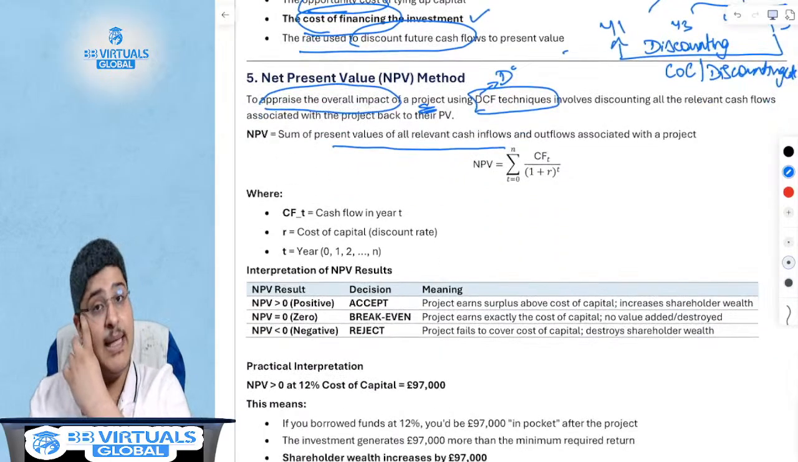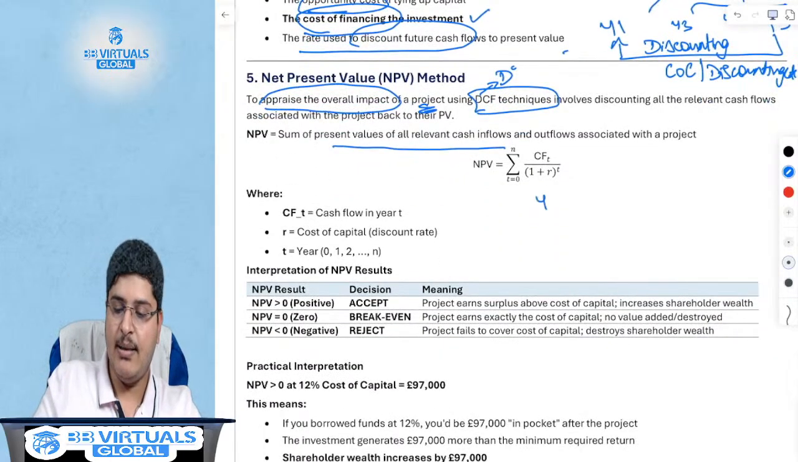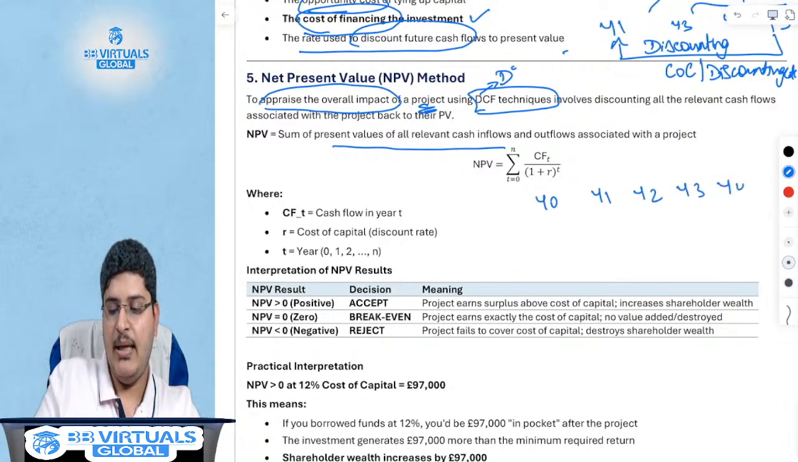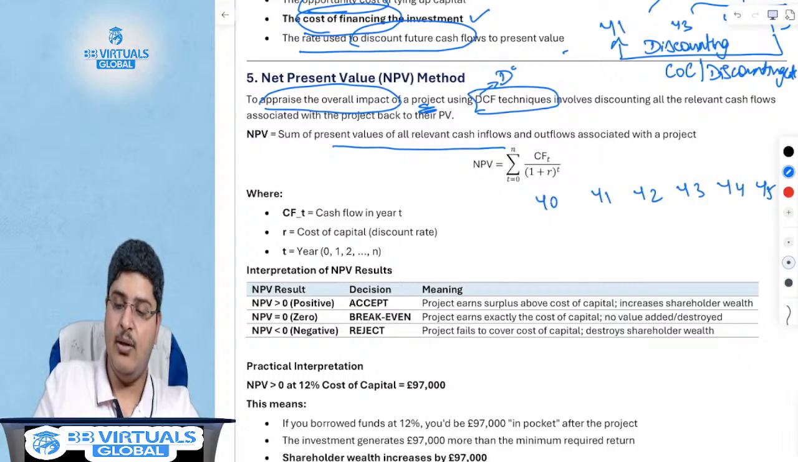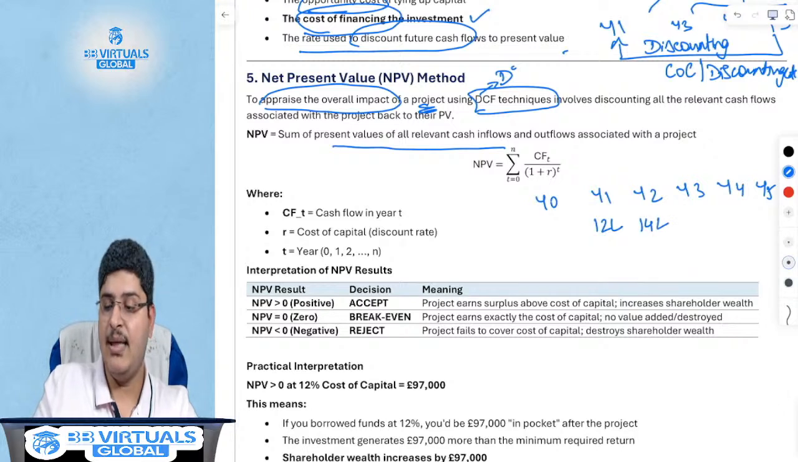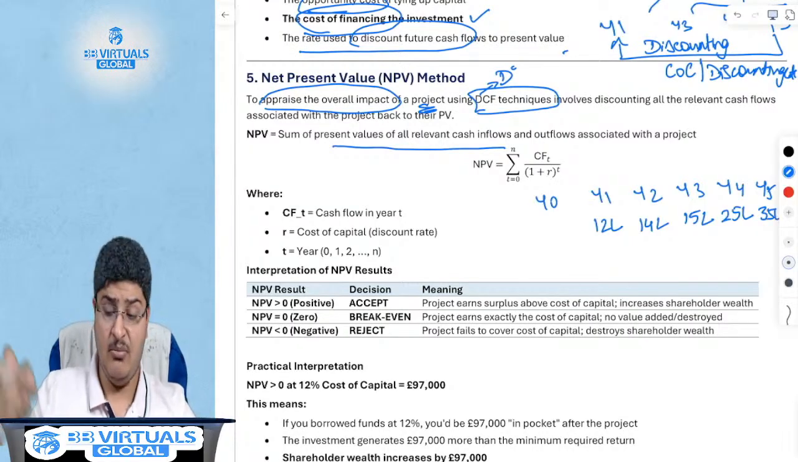Now leave the formula aside. Let us just use a practical example. Let's just say I tell you, if you do ACCA, in year 1, your salary will be 12 lakhs. In year 2, your salary will be 14 lakhs. In year 3, your salary will be, let's say, 15 lakhs. Year 4, you get a very big promotion. Your salary becomes 25 lakhs. Year 5, you end up earning another promotion. You end up earning 35 lakhs. Arbitrary numbers. The numbers are actually much higher. Then every year will have some cash flows.